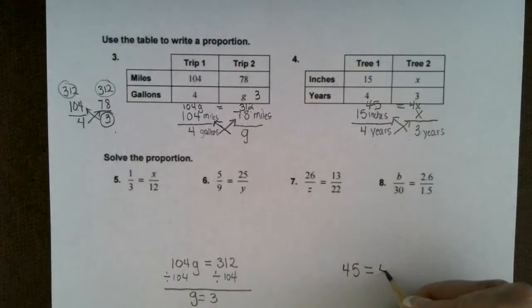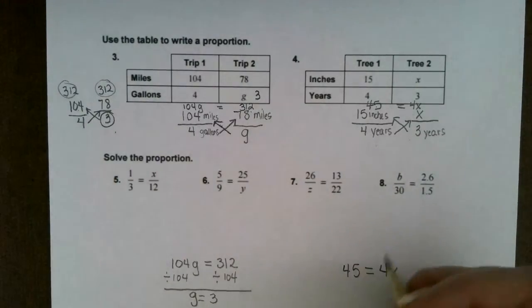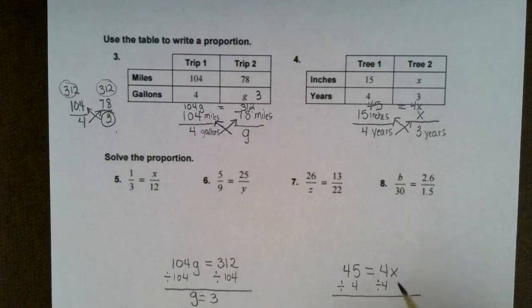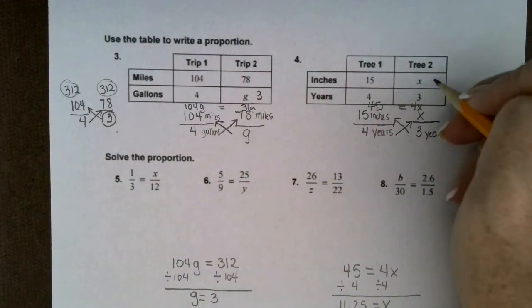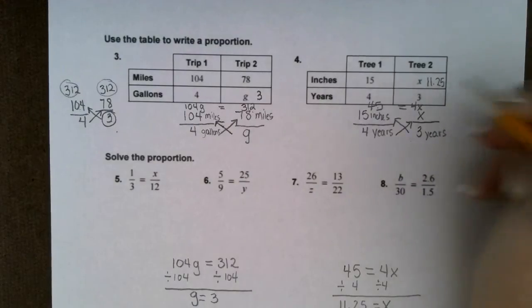So 45 equals 4 x's. I only want to know what 1x is equal to. So I divide by 4 on both sides of the equation. 4 divided by 4 leaves me with just x. And 45 divided by 4 is going to give me 11 and 25 hundredths. So my x is going to be 11 and 25 hundredths.